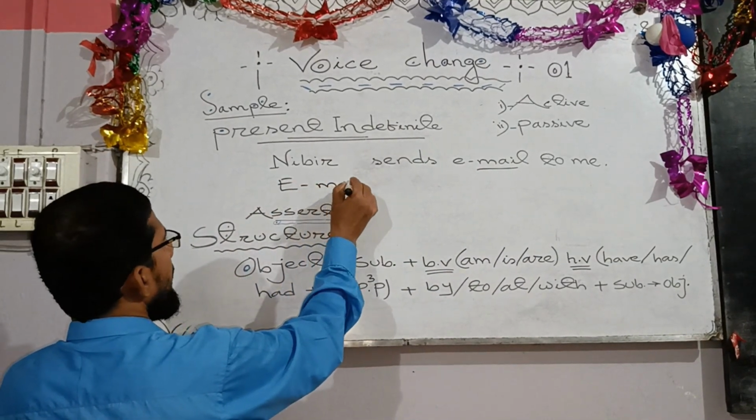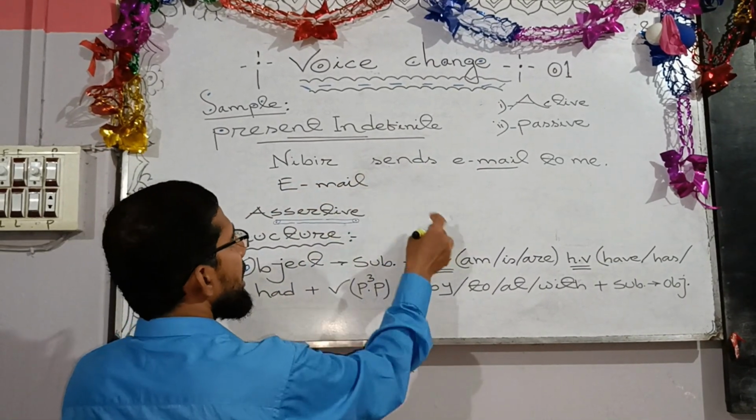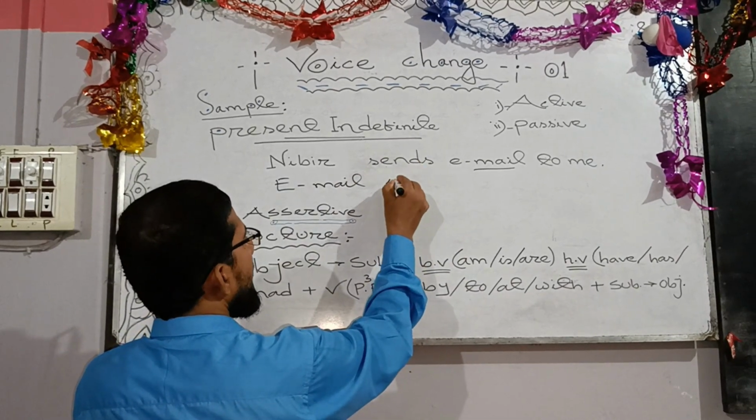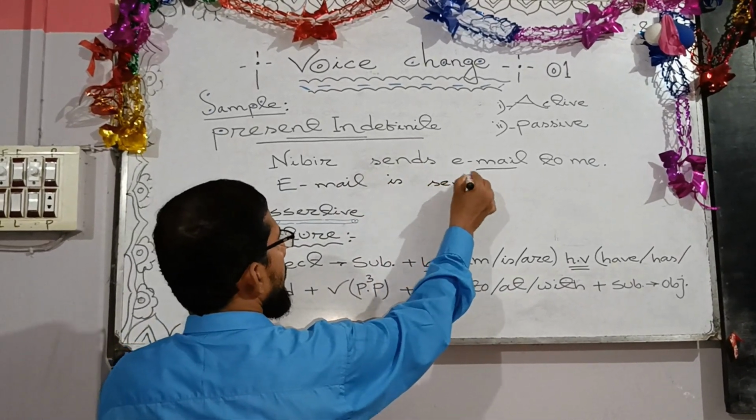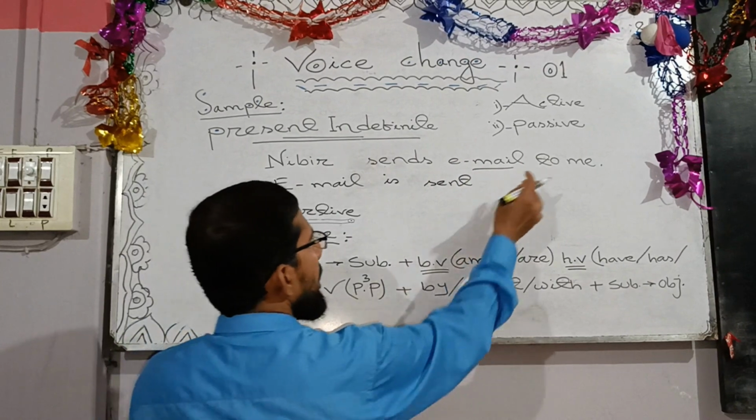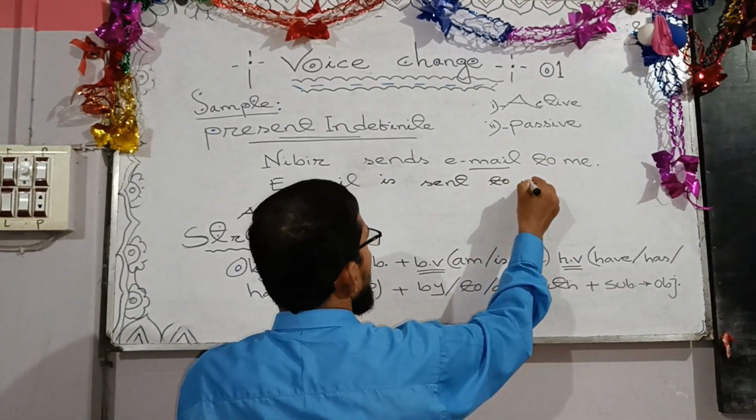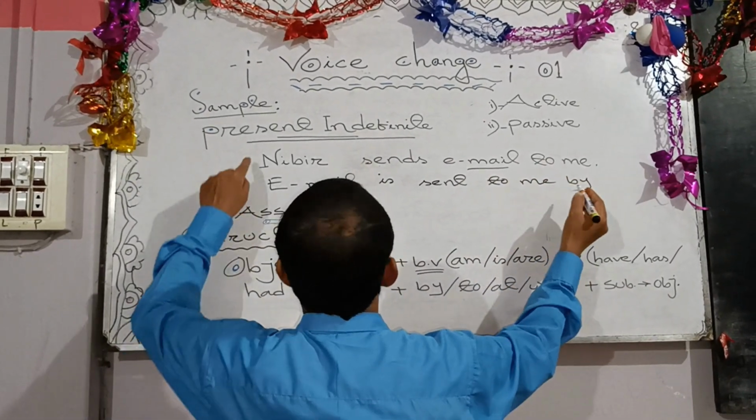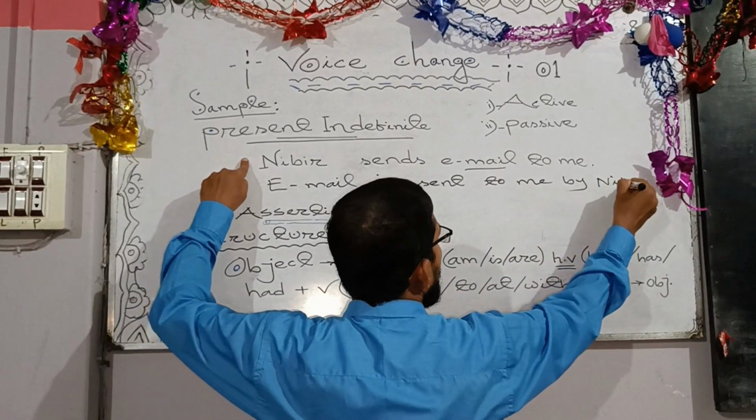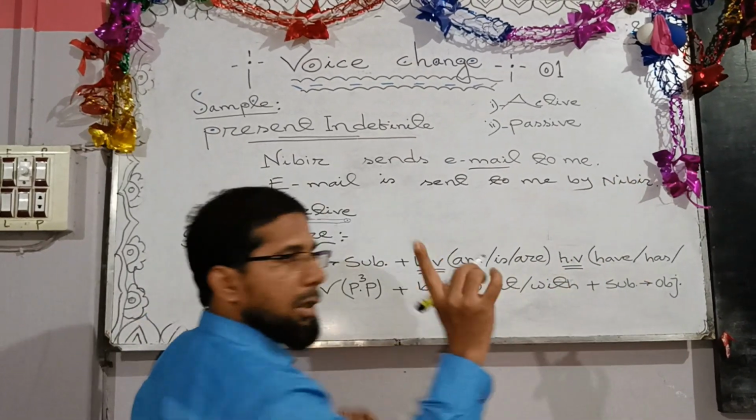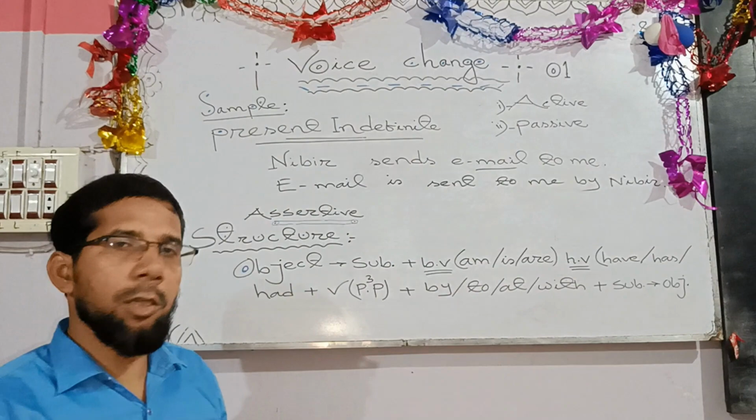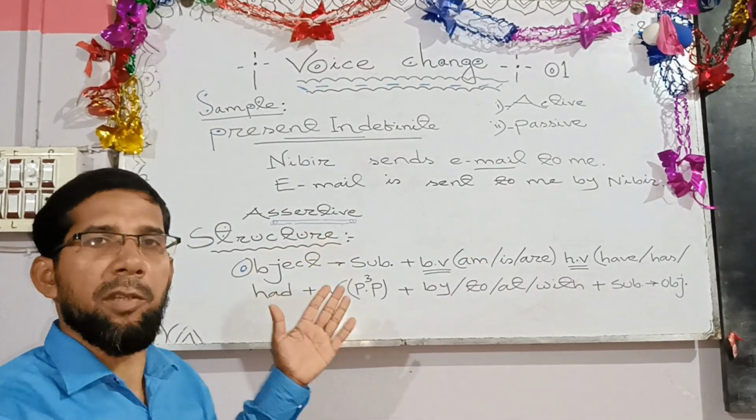Email. Then, email is present indefinite tense, third person singular. That's why I will write here is. Verb will be past participle. Email is sent. Then, to me. By. Then subject to object. If you find any type of naming word, it will not be changed from active to passive. I think you have understood the changing matter of present indefinite.